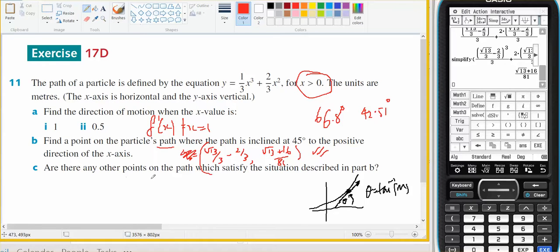Are there any other points on the path which satisfy the situation described in part B? No, there aren't, because the only other time that the gradient is equal to 1 is outside the domain. So no.